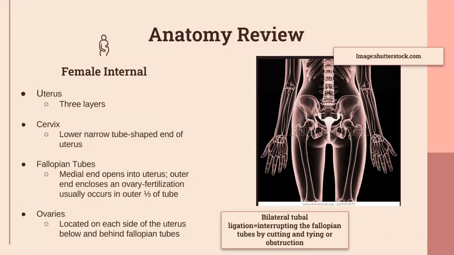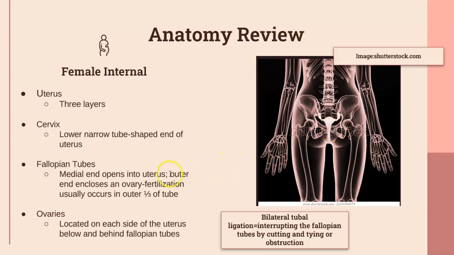So for anatomy review, the uterus is 3 layers. The uterus is right here, this little sort of fist-shaped organ. The cervix is a lower narrow tube at the end of the uterus, so this is what dilates right here when we talk about, I'm 3 centimeters dilated, I'm 4 centimeters dilated. So the neck of the uterus, or the opening, that is called the cervix, and that's what's actually opening up, stretching out, shortening to allow for a fetus to enter and exit through the vaginal canal.